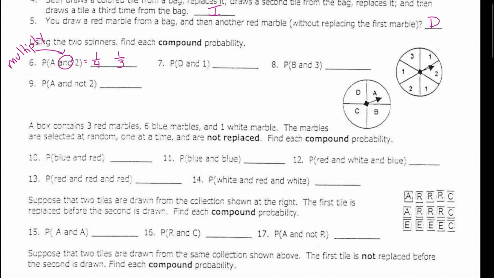And then later on, we'll get to or. Or is add. So I know it's backwards from what you think. You would think and is addition. In probability, it's not. When you're trying to find the probability of A and 2, you multiply. So here we're going to multiply these 2 probabilities. How do I multiply fractions?